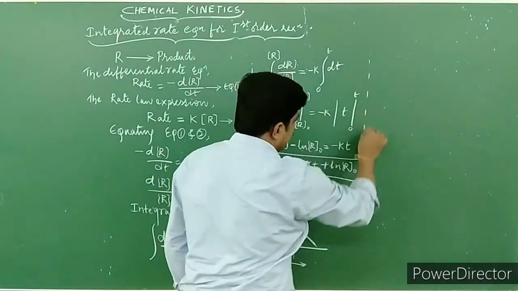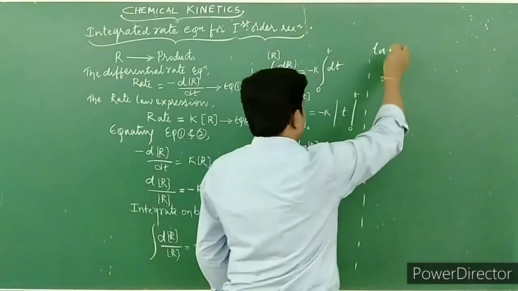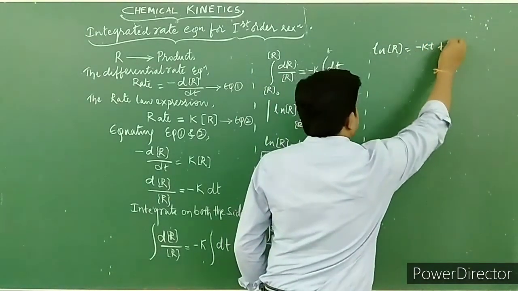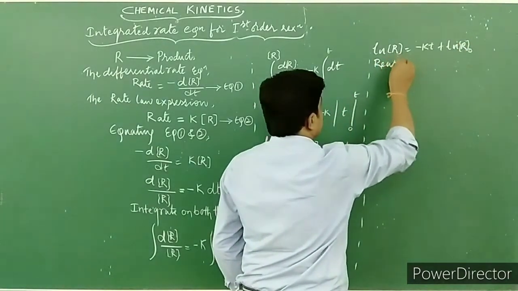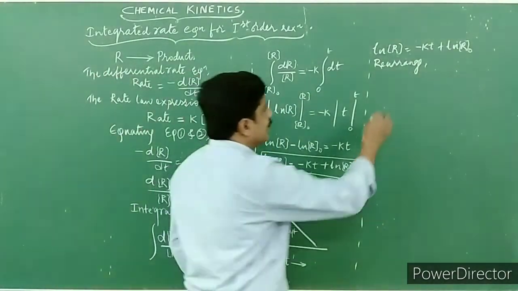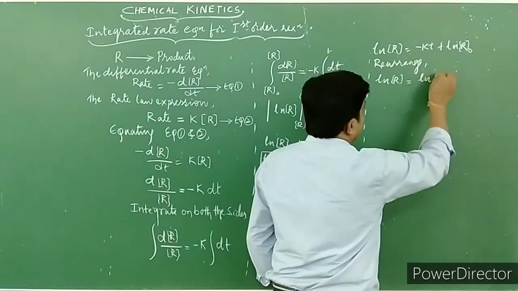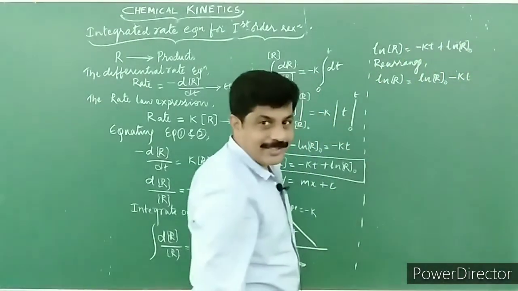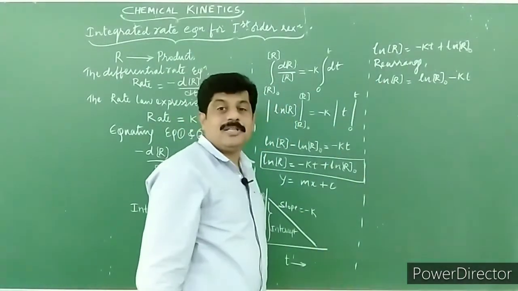Children, let me rearrange the equation again. Look at here, we have ln R equals minus kt plus ln R naught. I'll rearrange the equation. How do I do that? Please look at here. ln R is equal to ln R naught minus kt. Hope you got it. Now I convert natural logarithm to the logarithm to the base 10.